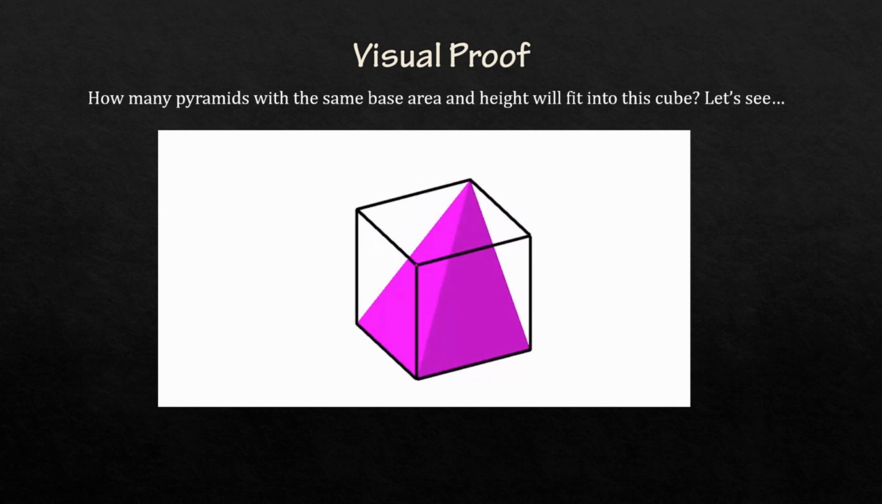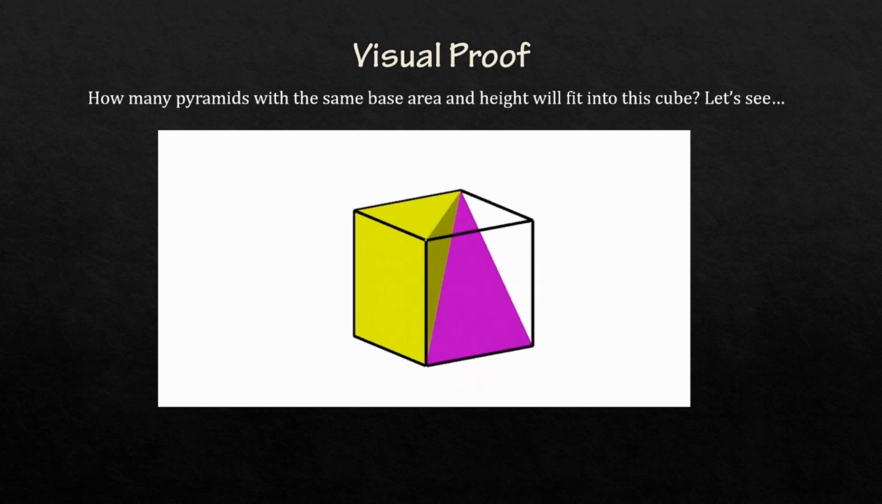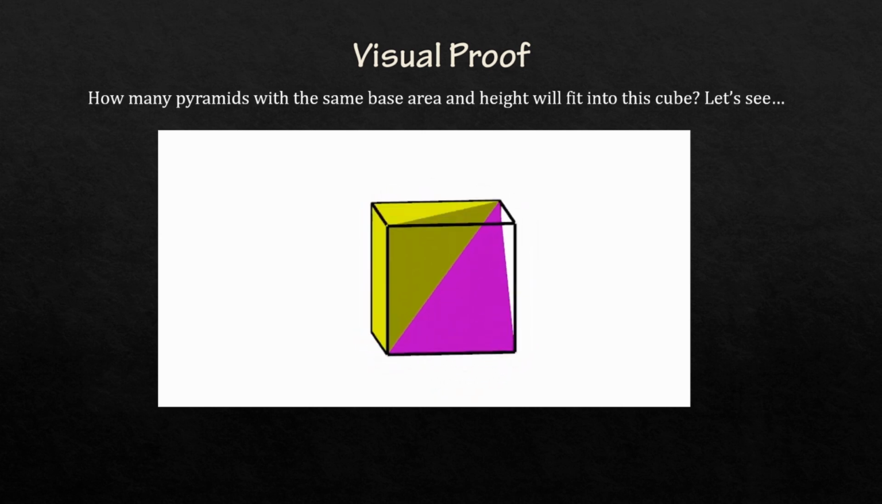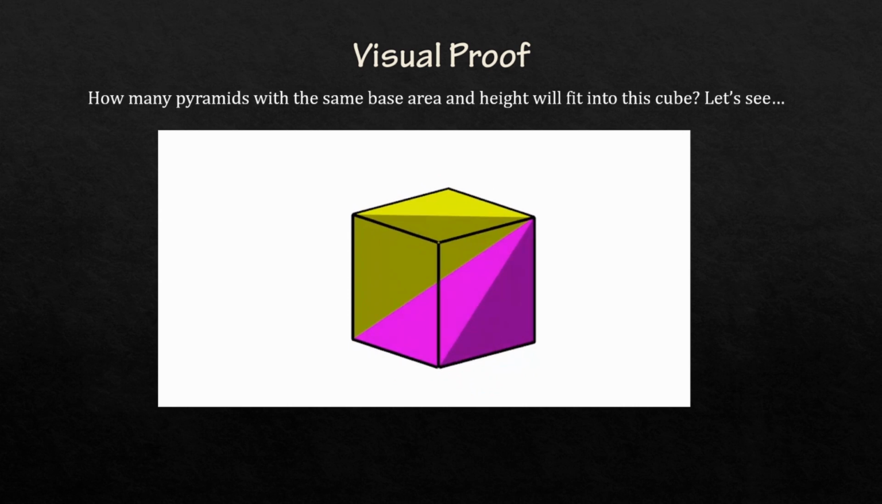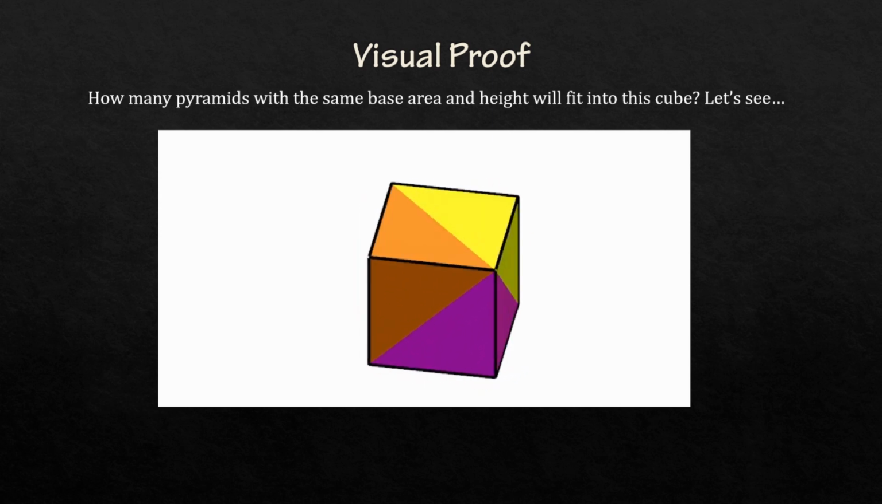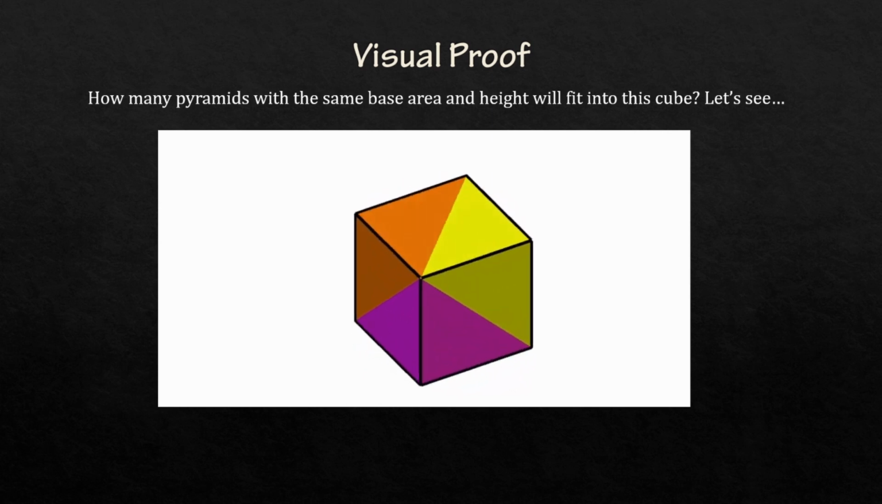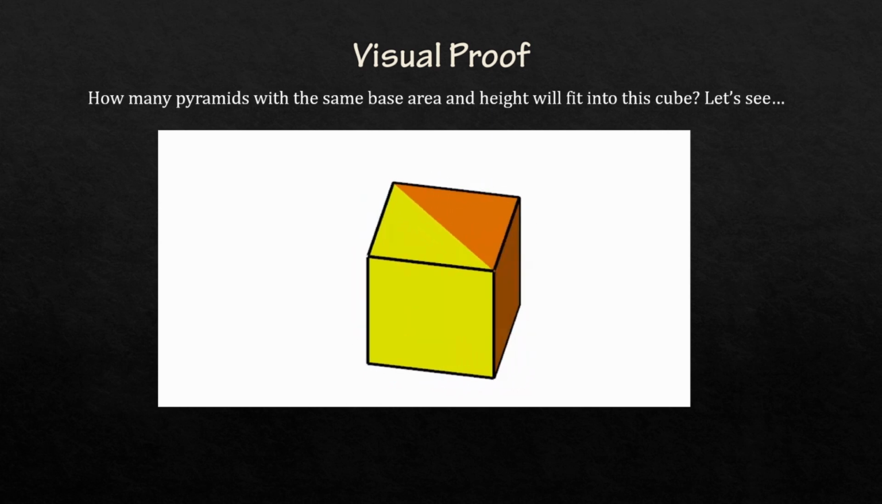Now we put in another pyramid. We move around and look. There is still some space left. We put the final pyramid in and we can see the cube is all filled up. So we can see that 3 pyramids will fit inside the cube.